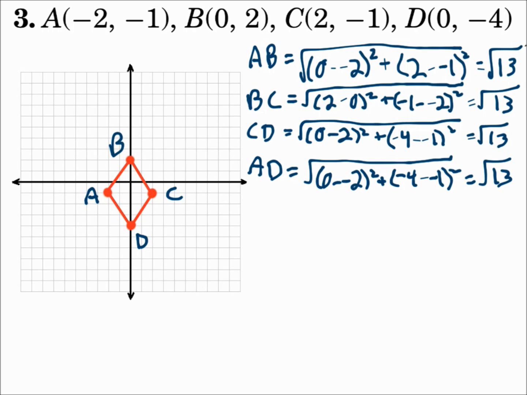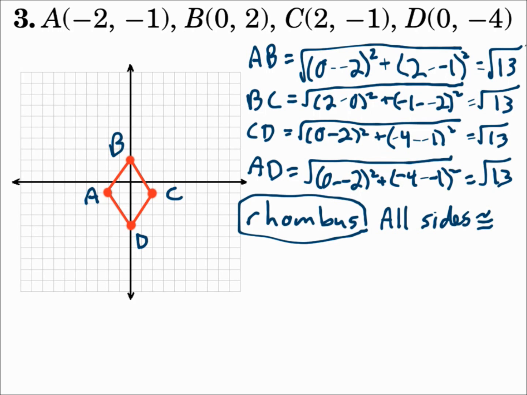When you do the distance formula, each side is the square root of 13 units long. Since they're all the same, this is a rhombus. Next, we'll check to see if it's a rectangle. To be a rectangle, the four angles have to be right angles, so consecutive sides need to be perpendicular. Let's use the slope formula.